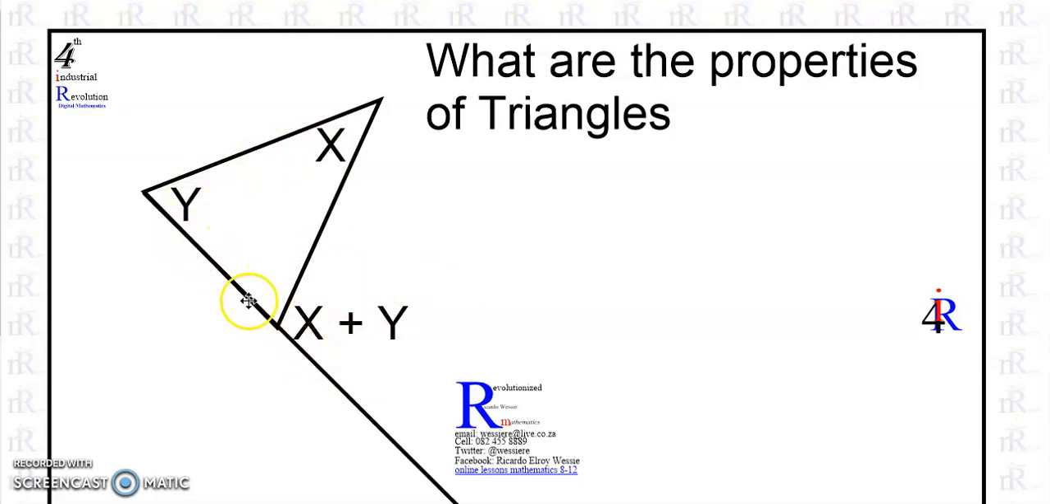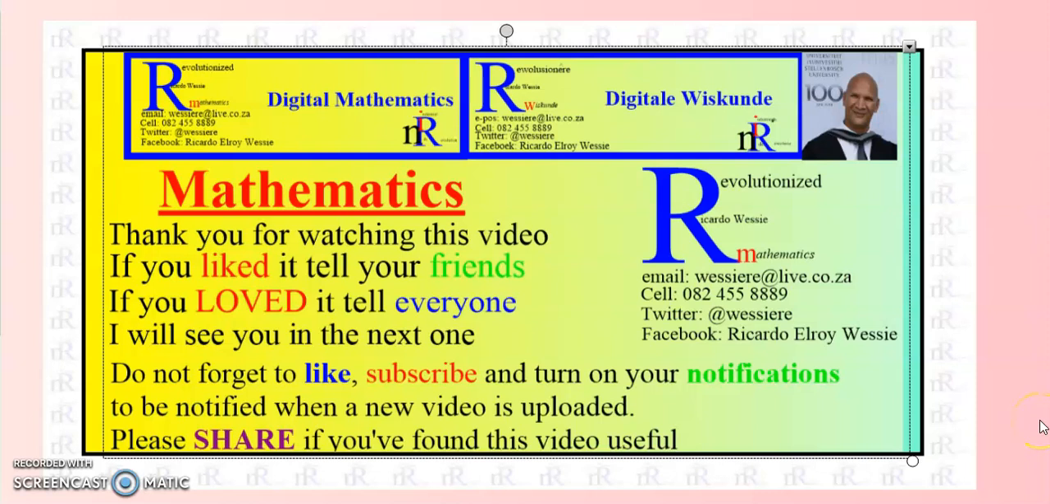Remember, on a straight line, 180 degrees minus this angle will give me this angle. And this angle subtracted from 180 degrees will leave me with the result of the sum of those two. Therefore, the exterior angle of a triangle is equal to the sum of the opposite interior angles. Sum means adding.